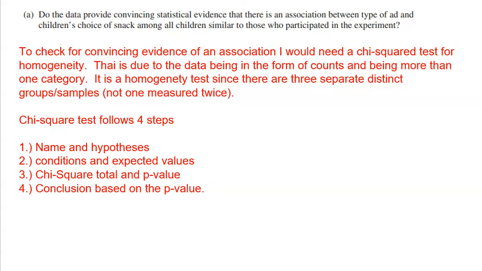All right, now to actually conduct a chi-squared test, there's 4 steps. Name and give the hypotheses, check the conditions and find the expected values, get the chi-squared total and the p-value, and then create your conclusion. So I'm going to walk through those 4 steps with you right now.